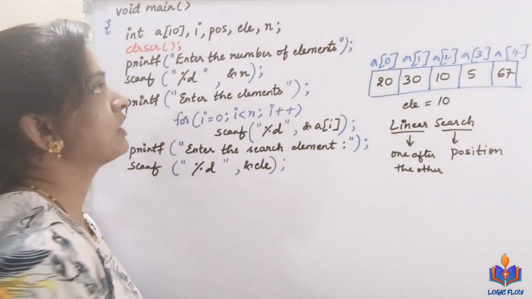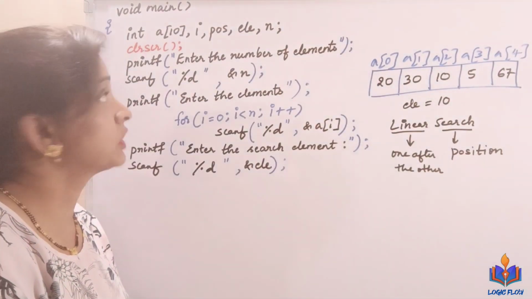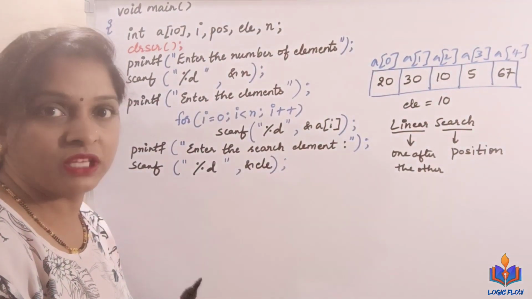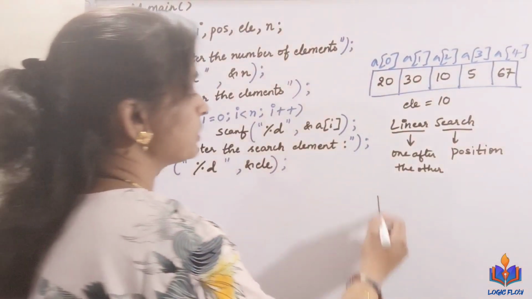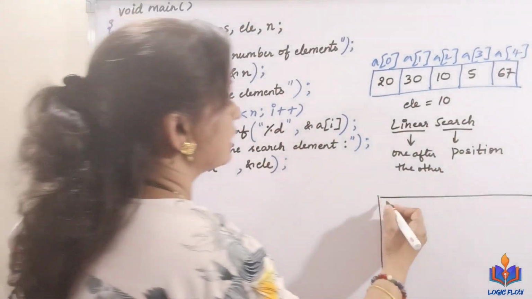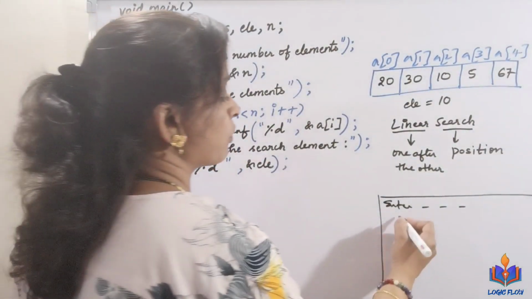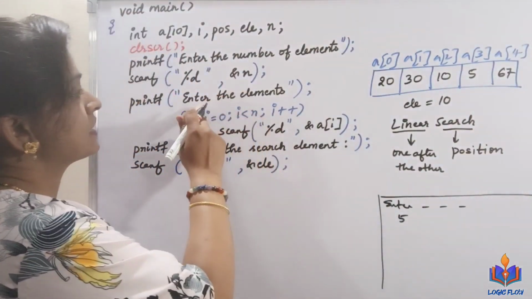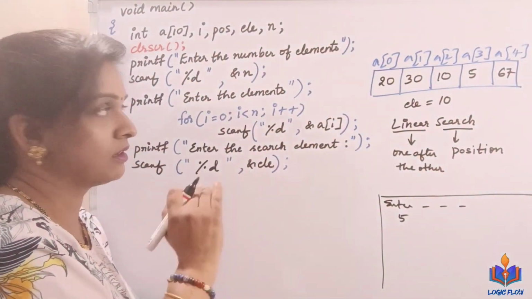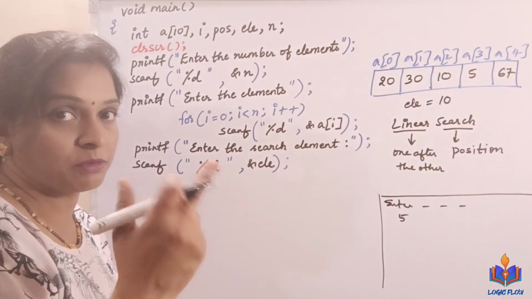Then all supporting variables: i for the loop, pos to grab the position, ele the search element, and n to accept the limit of the array. So in my output screen, what am I going to get? I'm going to get the message, enter the number of elements. So I'll say I want to enter 5 elements. Then I say enter the elements. You can make the message clearer: say enter %d elements, and print the value of n.